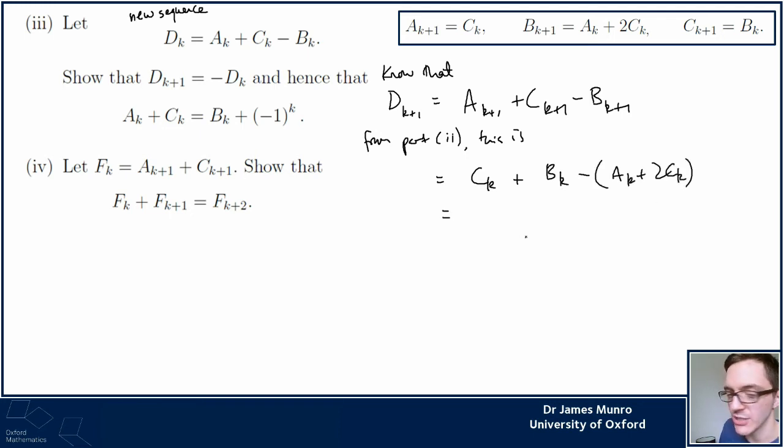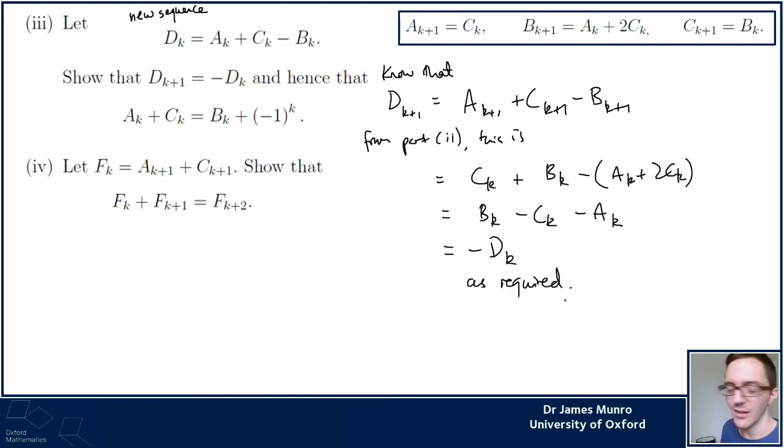Okay, so I should rearrange this because I just like simplifying things when I see stuff like this. And I get a b_k, I'll get minus c_k, and I'll get a minus a_k. Oh, and fantastic, that is minus d_k as required. And then I've just written a few words to show that I've started here and I'm going through. There we go. Okay, and there's a "hence show".